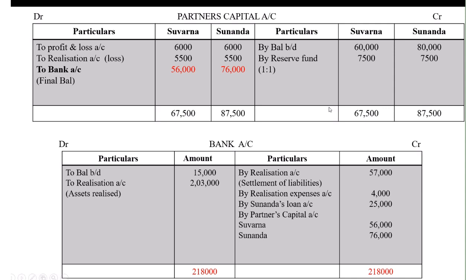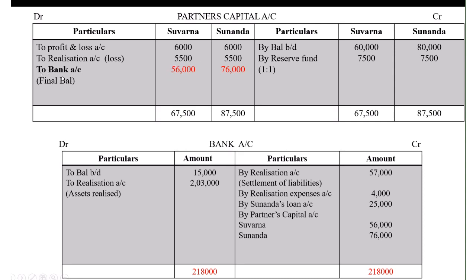Just do the totaling on both sides. Here the credit side is higher, so find the balancing figure. So Suvarna's balance is 67,500 minus these two amounts, 6,000 and 5,500, and you will get the balancing figure 56,000. And again Sunanda's 87,500 minus 6,000 and 5,500, you will get 76,000. These two balances will be carried to the bank account.